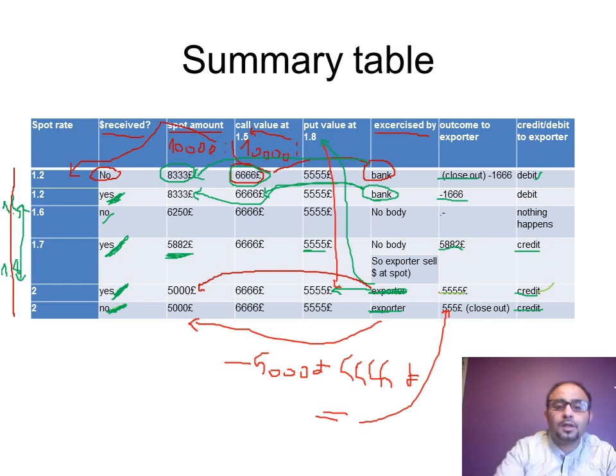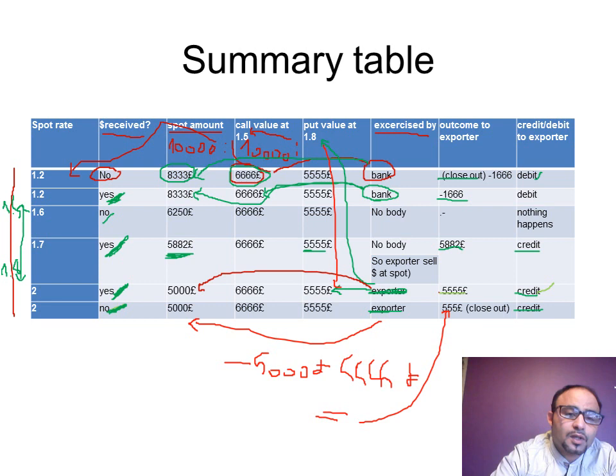Yeah, so it will actually receive from the bank 66,666, while it could have sold it in the market at 8,333. So literally, UK Best is actually making a loss because it could have sold it in the market better than selling it to the bank. So this resulted in a loss of 1,666 pounds, which is again debited from the account of the exporter.